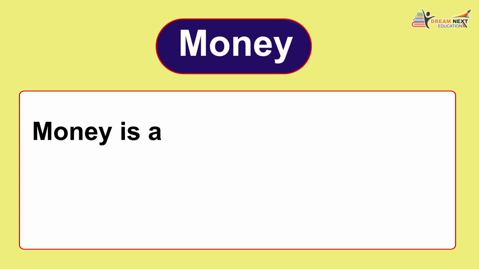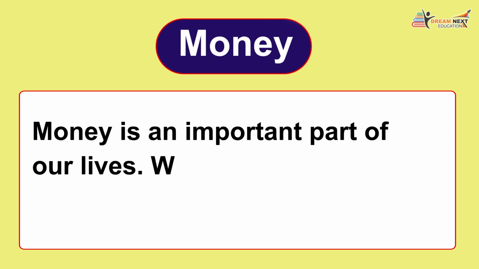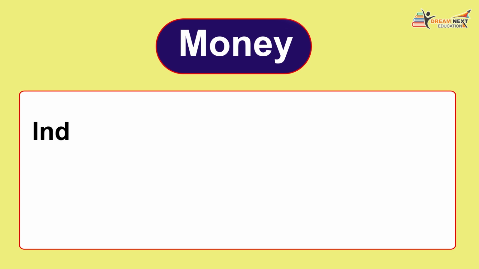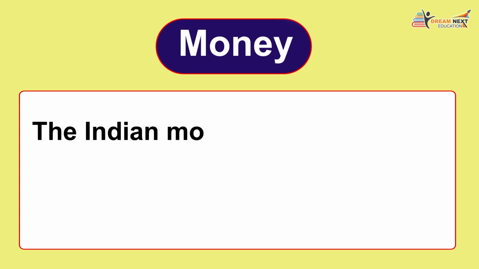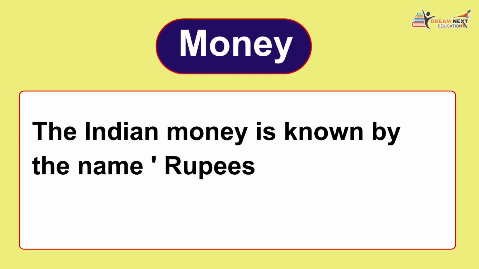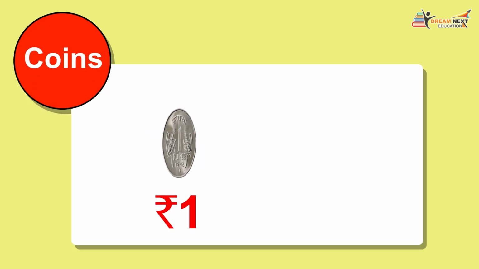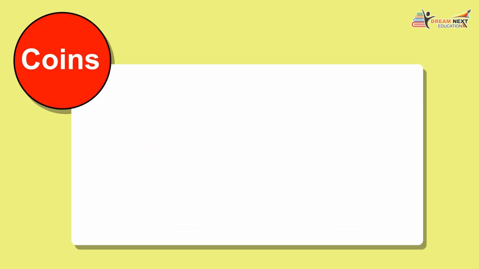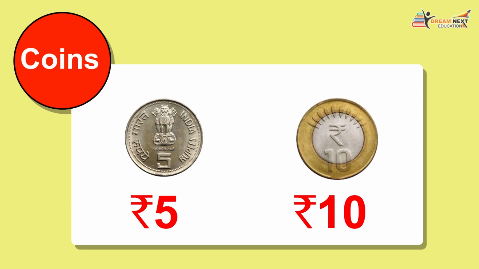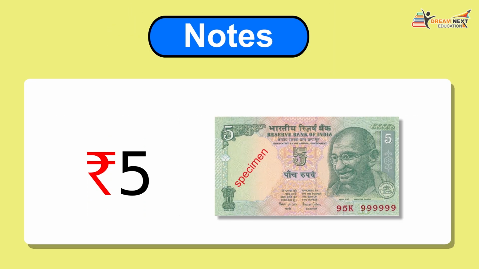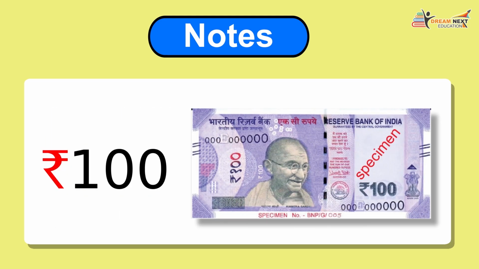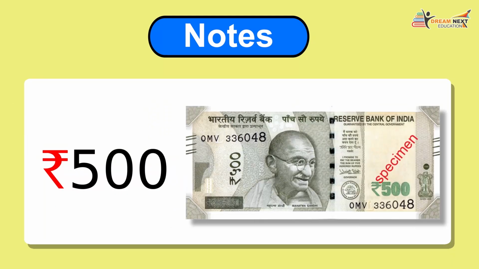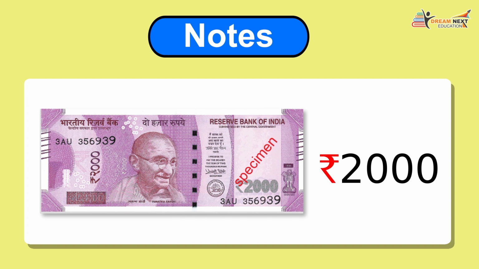Money. Money is an important part of our lives. We use it to buy things. Indian currency comes in the form of coins and notes. The Indian money is known by the name of rupees. Coins. Rupee 1, Rupee 2, Rupee 5, Rupee 10. Notes. 5 rupee, 10 rupee, 20 rupee, 50 rupee, 100 rupee, 200 rupee, 500 rupee, 2000 rupee.